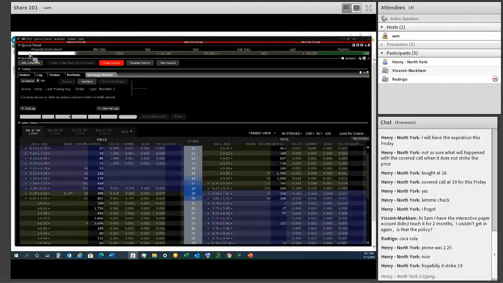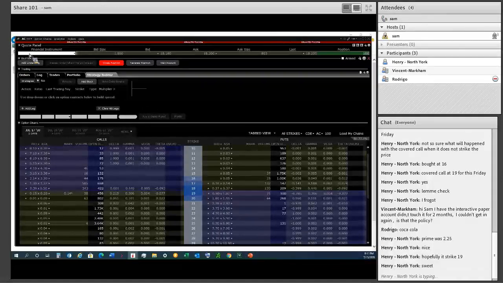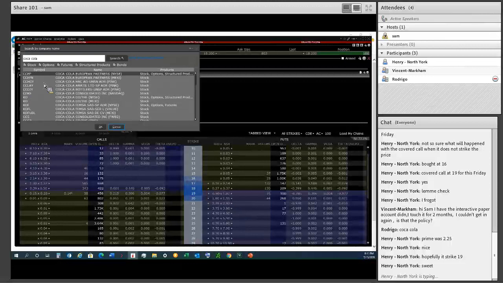Hopefully it'll strike at 19. Yeah, even if it doesn't, you're going to do okay. If it stays where it's at, you're still going to do well. If it goes to 19, you'll make over 500 on that trade, looks like, which is pretty good.